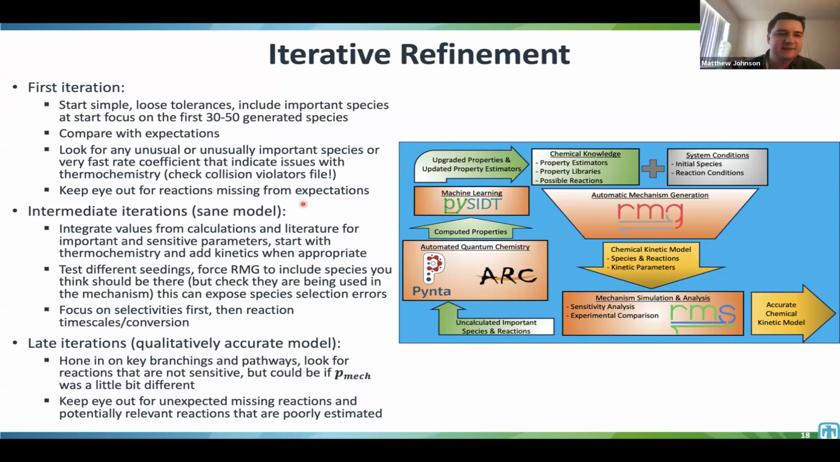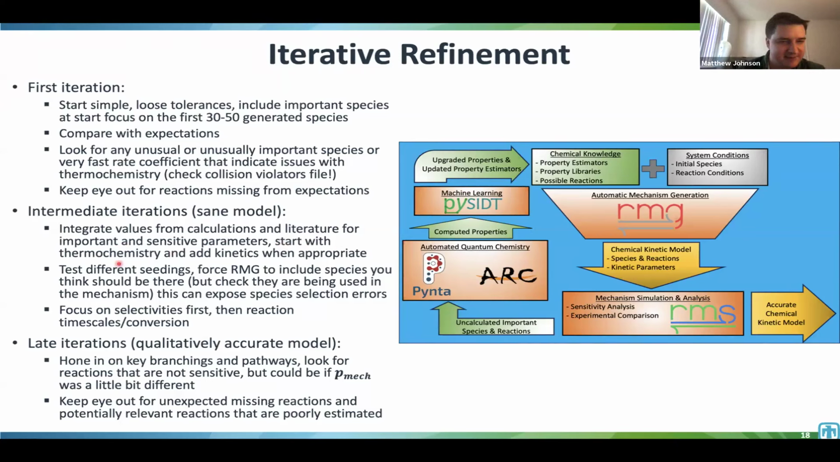Once you've fixed any thermochemical issues and you're getting a generally sane model, you move into this intermediate iteration period. In this case, you're going to be focused on integrating values from calculations and literature for these important and sensitive parameters.